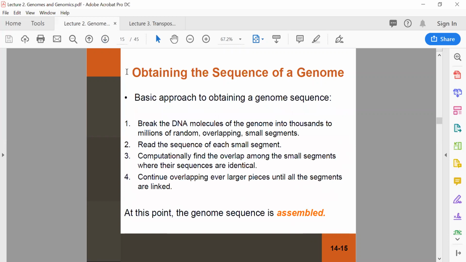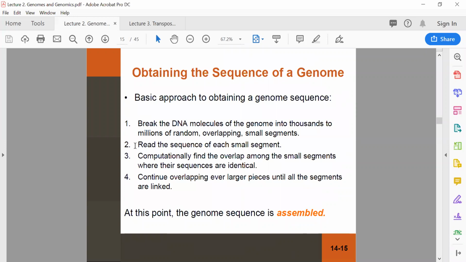All right, we're going to look at the basic approach to obtaining a genome sequence. Firstly, you need to break the DNA molecules of the genome into thousands to millions of random small segments. And many of these segments will overlap with each other because you're not just breaking the DNA molecules from one cell, but from many, many cells. And they will break in different places. So you'll have overlapping pieces from individual genomes.